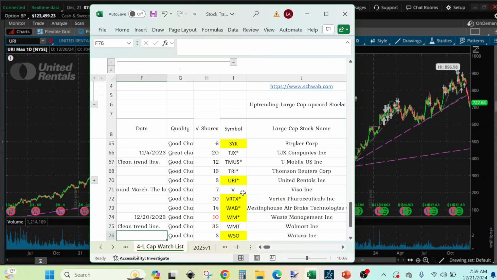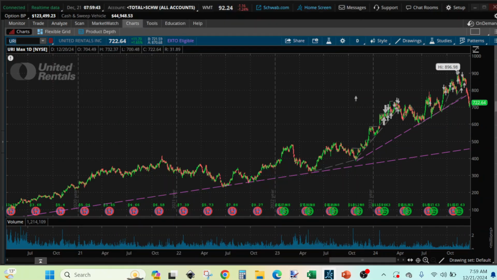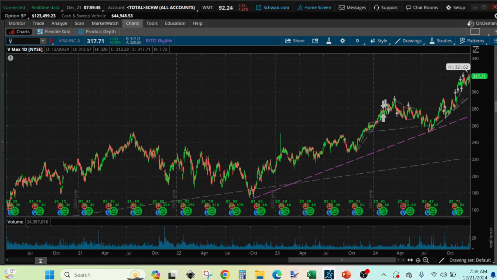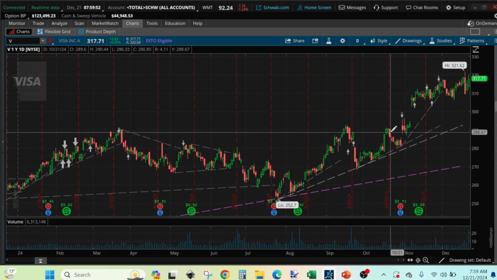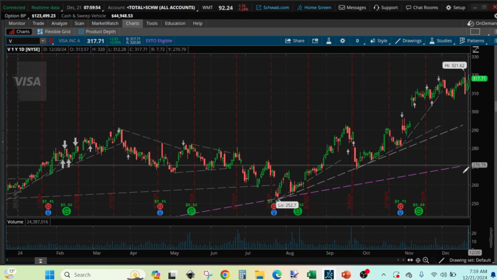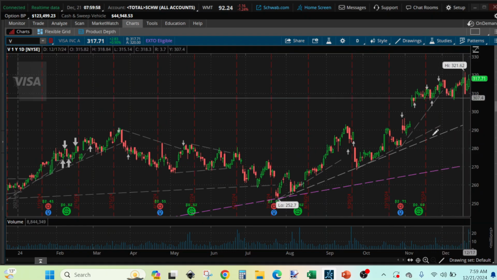Okay, so the next one is V. V, we like to buy it there, and let's go back to 1 year daily chart to see things clearly. We like to buy it here. Right now, it's still up high.